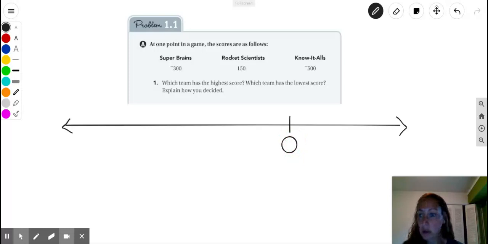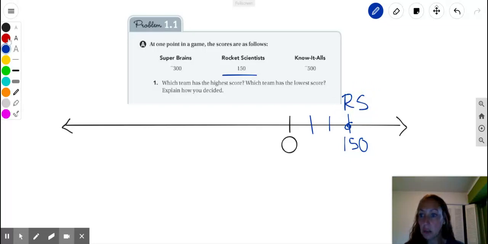And then I'm actually going to use blue to show positives. And I see that the Rocket Scientists are the only positive scoring team at this point, which is 150. And since all of the teams are in intervals or multiples of 50, I will do intervals of 50. So we can count up going by 50s. We've got 50, 100, and 150. So right here, I will show that that is 150. I don't have to label every single one. And I'll plot that point on my number line and label it RS for Rocket Scientists.